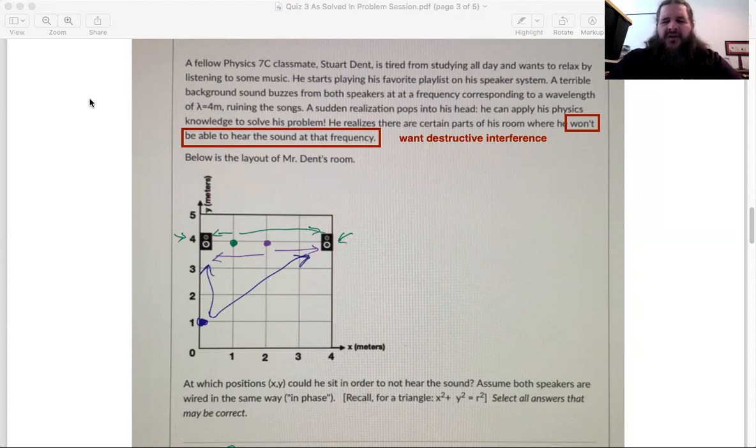Remember, the phase constant, the plus little phi in the equation, has more to do with, in this case, whether the speakers are wired the same or wired oppositely. And this problem doesn't really specify anything about that. Since it doesn't say anything about how the speakers are wired, I would just assume they're wired the same. Oh, actually, yeah, it does tell us. Assume both speakers are wired the same way. They're in phase with each other.